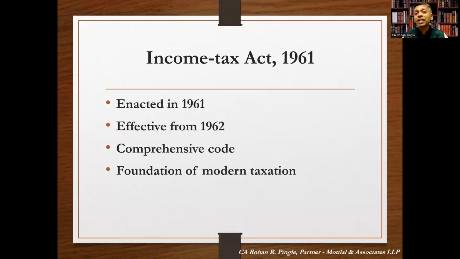So this Income Tax Act 1961 replaced what? The 1922 Act. Key objectives at that time were simplification, consolidation, better administration, and improved compliance. We can correlate this with our 2025 Act. For decades, it served as the principal direct tax legislation in India. Most concepts studied by professionals today originated from the 1961 Act.